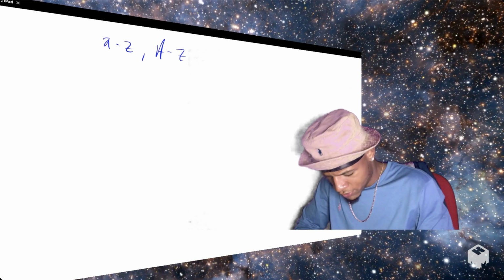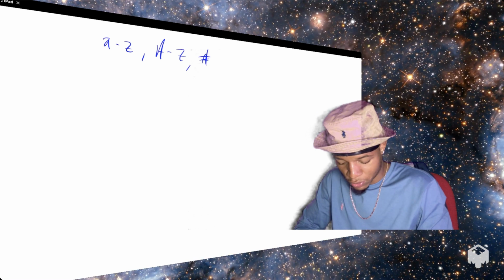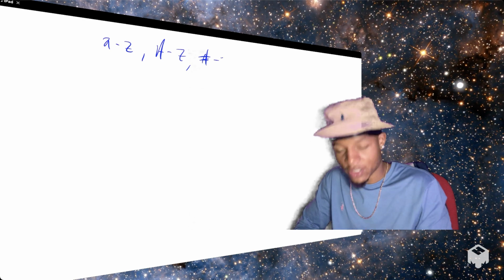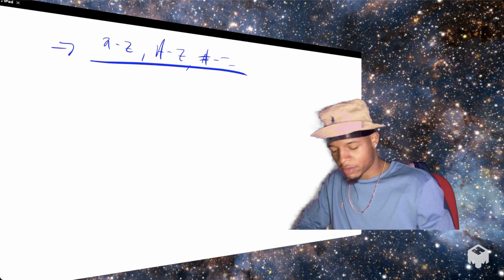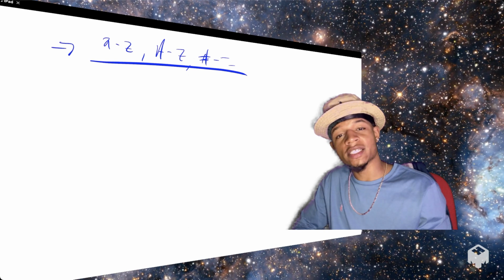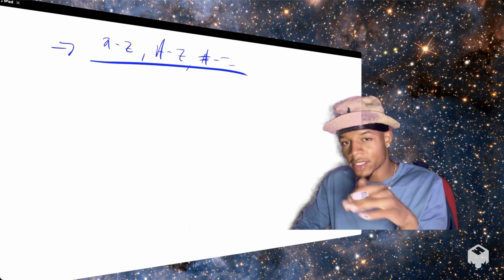But okay, A through Z. You can use the hashtags, the dashes, the underlines, all of that, right? These are called characters. And what a string is, is multiple of these characters strung together.